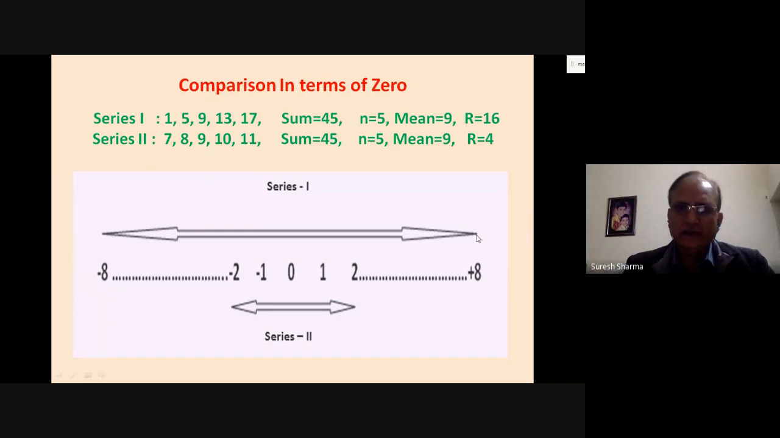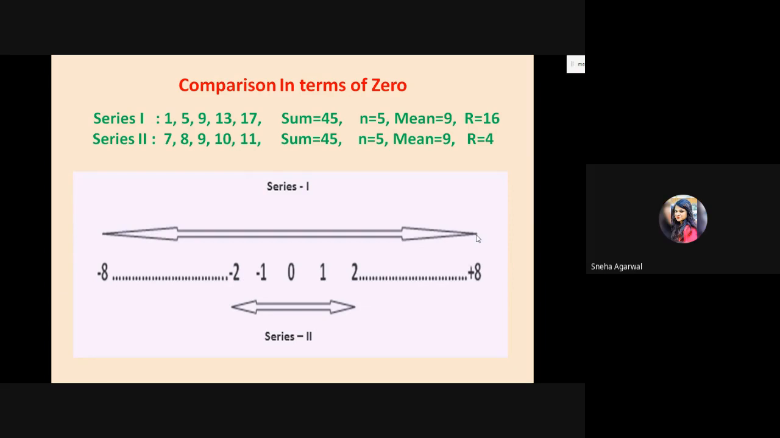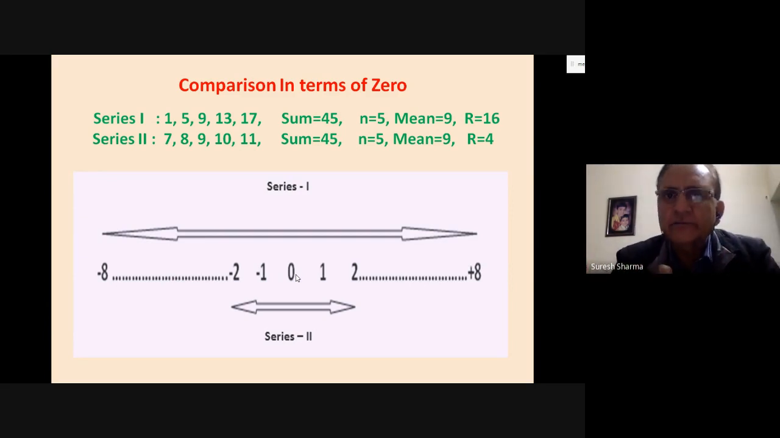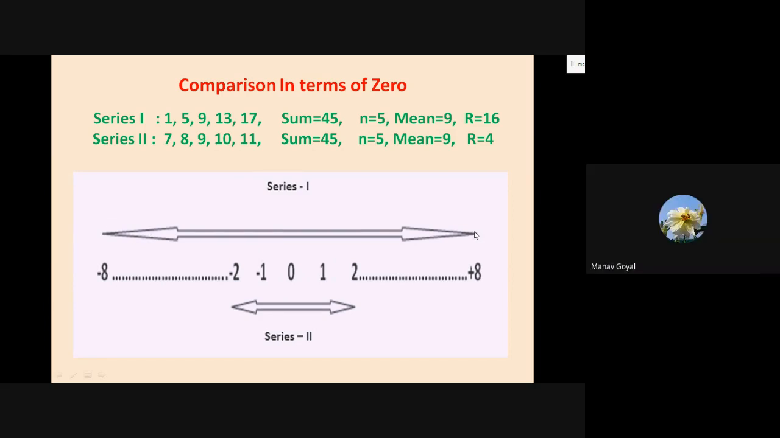Can you look at this graph? Now here immediately you can see 0 is there in the center of both. And one thing is clear, it's easier to compare in terms of 0. If your values are closer to the 0, dispersion is less. If your values are far away from 0, dispersion is more. Yes or no?